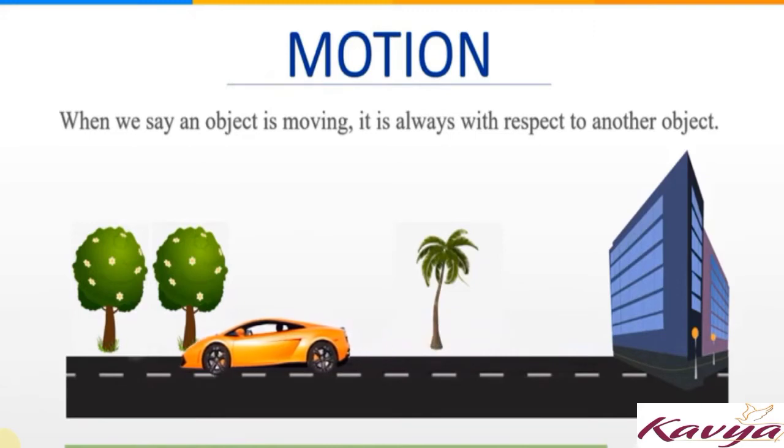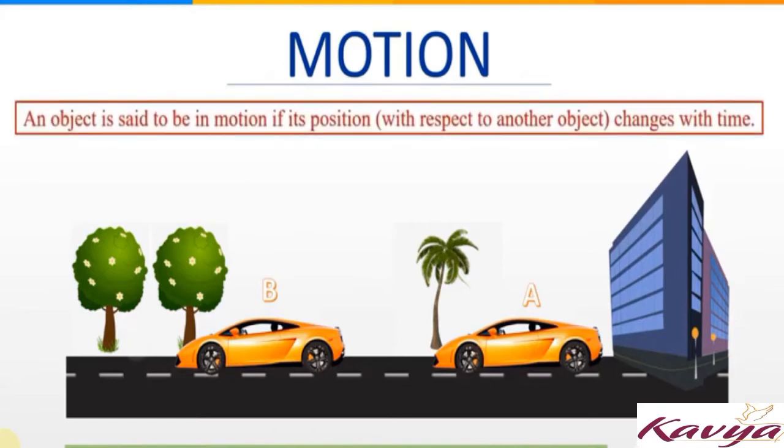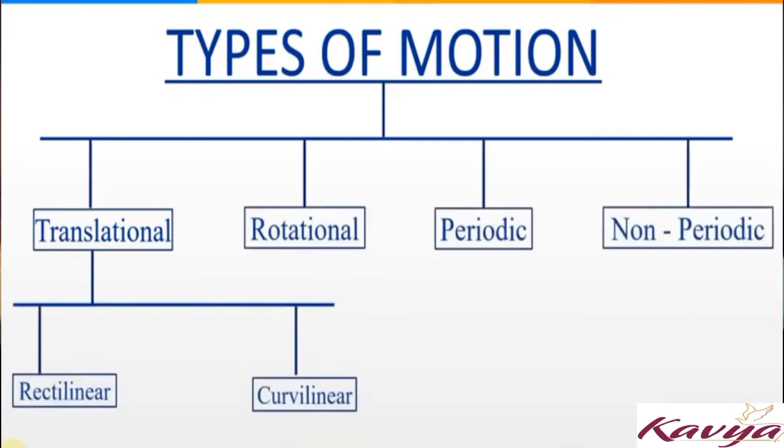An example is a car moving away from a building. When the car is near, the distance between the car and the building is very small. As the car moves away from the building, the distance from the building increases. Another way to see this is that the car changes its position with respect to the building. With time, an object is said to be in motion if its position with respect to another object changes with time.